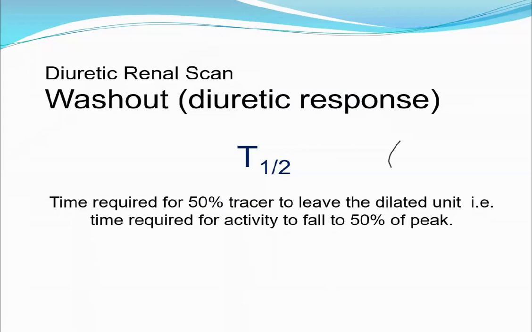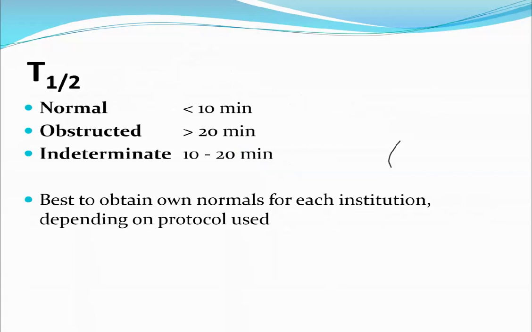As we mentioned before, this is the T-half and the definition of it. Less than 10 minutes is normal or non-obstructed. More than 20 minutes is obstructed. 10 to 20 minutes is intermediate with equivocal response, for which minus 15 minutes is indicated.